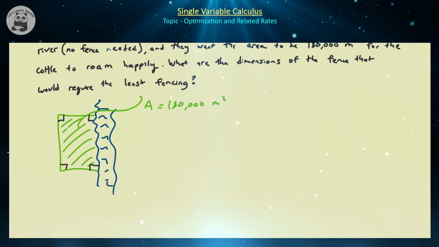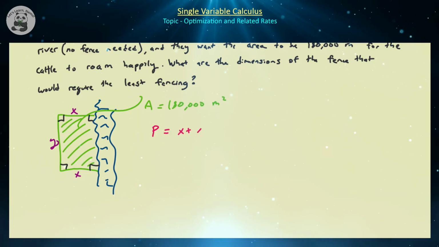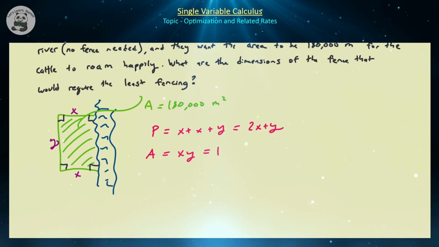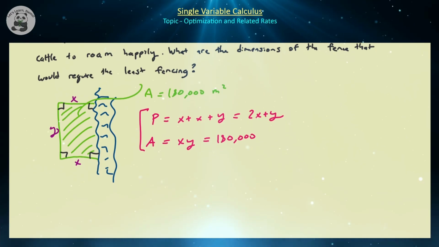So let's give these sides some names. Let's call this X, X, and Y. We need to figure out what these dimensions X and Y are in order for this area to be 180,000 square meters, such that the sum of X, X, and Y is as small as can be. So let's list these criteria out in equation format. We know that the perimeter must be equal to X plus X plus Y, which is just a fancy way of saying 2X plus Y. And we know that our area is equal to X times Y, and we want this to be equal to 180,000 square meters. So these two things are given to us.